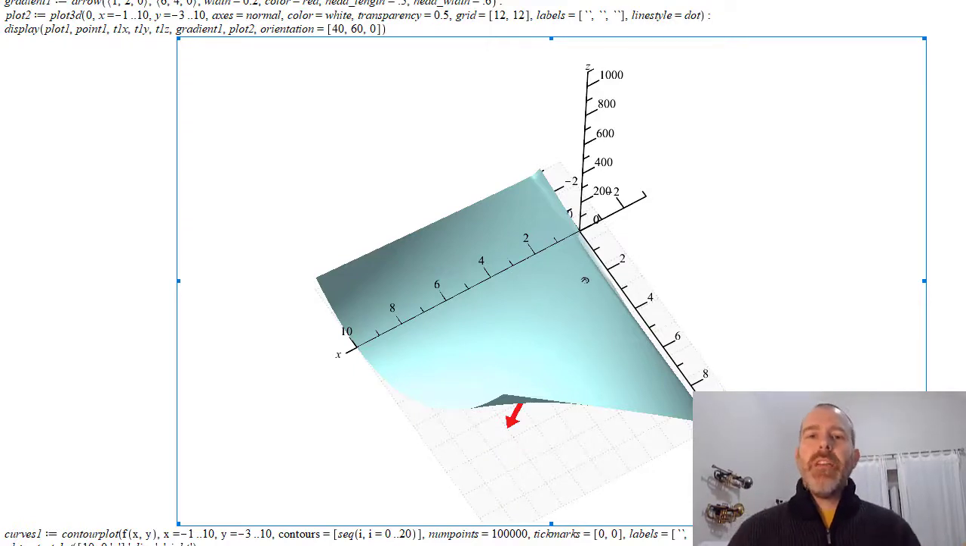Yep, we're going to stop right here. That's it for this video. We have one more video from 15.5. We'll talk about a couple of other key properties of the gradient vector.